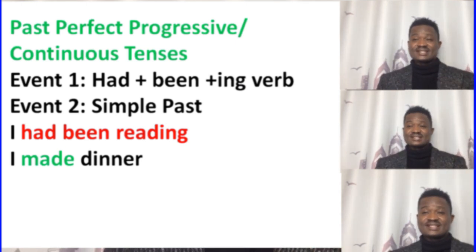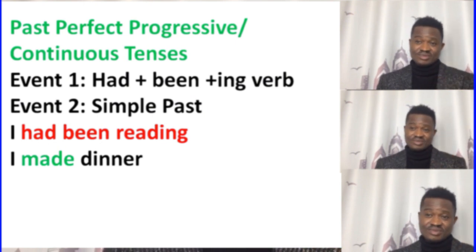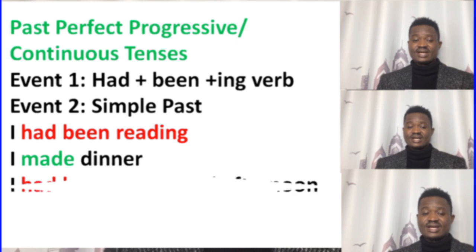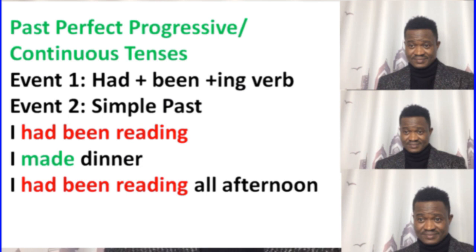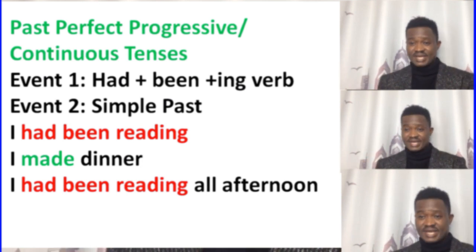So now we put the sentence into one. Because now you gotta see we have the main clause and the subordinate clause. So let's see. All right. I have been reading all afternoon. So I have been reading all afternoon. This is the past perfect progressive, and this is the main clause.